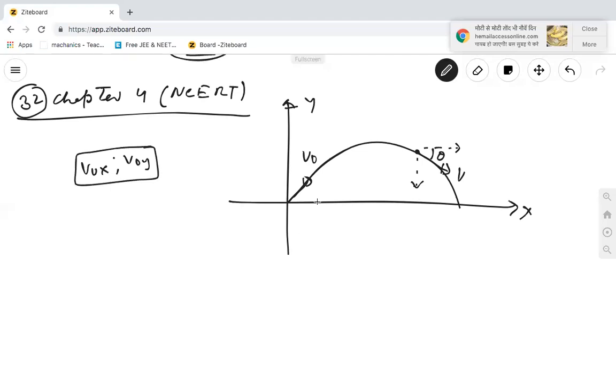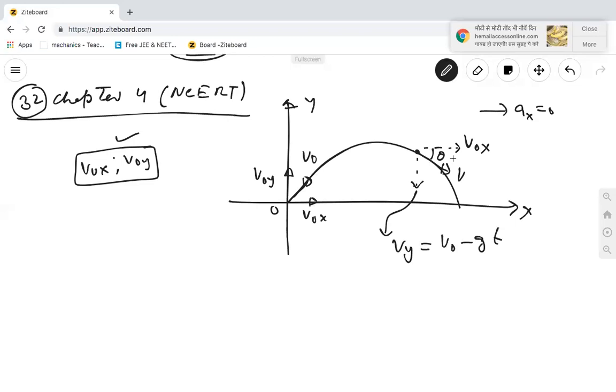So what is the initial velocity in the x direction? v0x. What is the initial velocity in the y direction? v0y. He does not define this theta to say it is v0 cos theta, v0 sin theta. It gives the answer in this. And vx is v0x, because the horizontal component of velocity does not change, as ax is 0. What about vy? v0y minus gt.